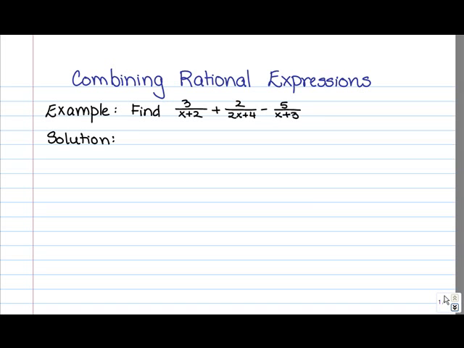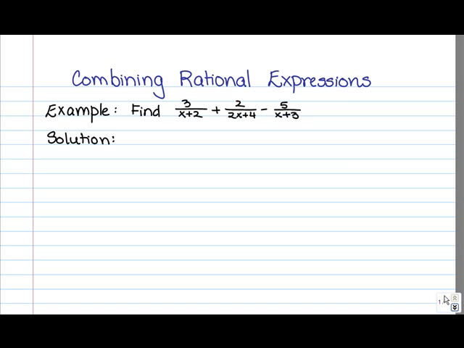So what you're being asked to do is to find 3 over x plus 2, plus 2 over 2x plus 4, minus 5 over x plus 3. In order to do this, remember that you're going to have to find the lowest common denominator for these terms. To find a common denominator, you could simply multiply the denominators of the various terms together, but you have to make sure that it's the lowest common denominator if you want the expression to be as simple as possible in the end, so that you don't have to do any further simplification.